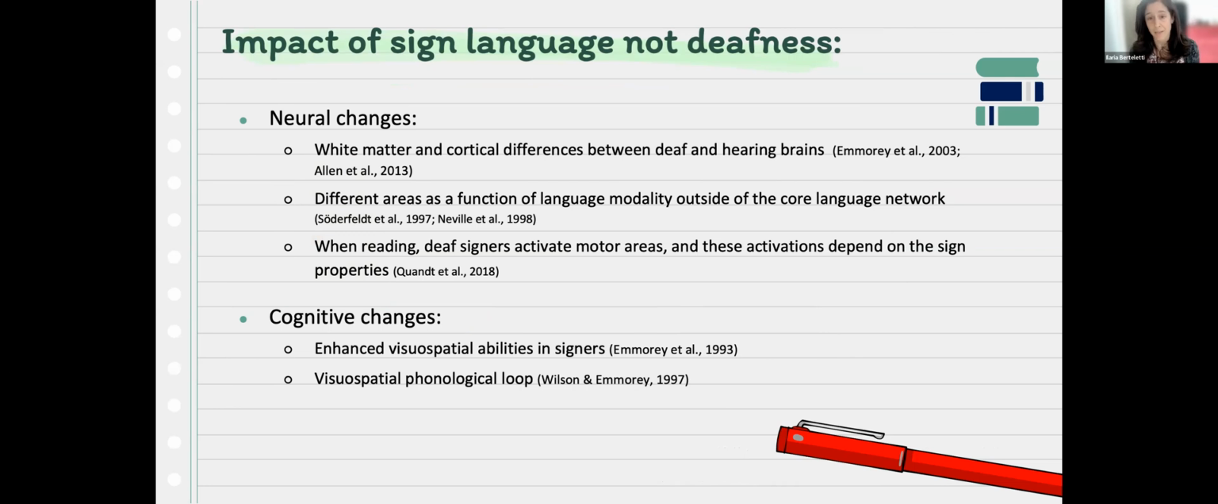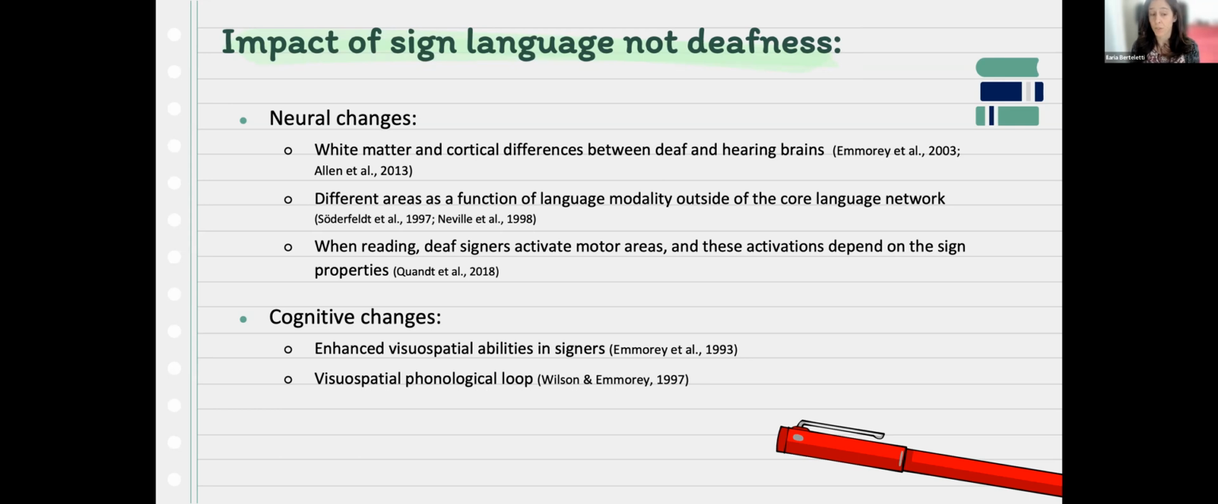sign languages, and not deafness, have been shown to impact the brain. Some differences in white matter and cortical areas have been observed across brains, and processing sign languages seems to recruit right lateralized areas in the temporal lobes that are not as much active for processing auditory languages. Furthermore, research from our programs has also shown that when reading words, deaf signers activate the motor areas, and these areas are activated more when the sign involves two versus one hand.